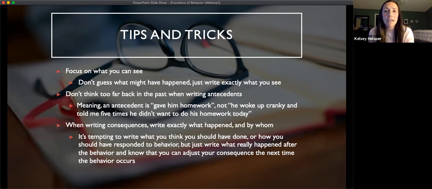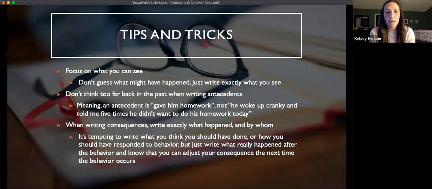Also, when we're talking about antecedents, you don't want to think too far back in the past. Meaning, an antecedent is "gave him homework," not "he woke up cranky and told me 5 times he didn't want to do his homework today." You really want to think about what just happened right before the behavior started, and not "he's had a really bad morning and he woke up in a bad mood." All of those things, while they could potentially be affecting it, it's likely that something happened right before that triggered the behavior to happen.